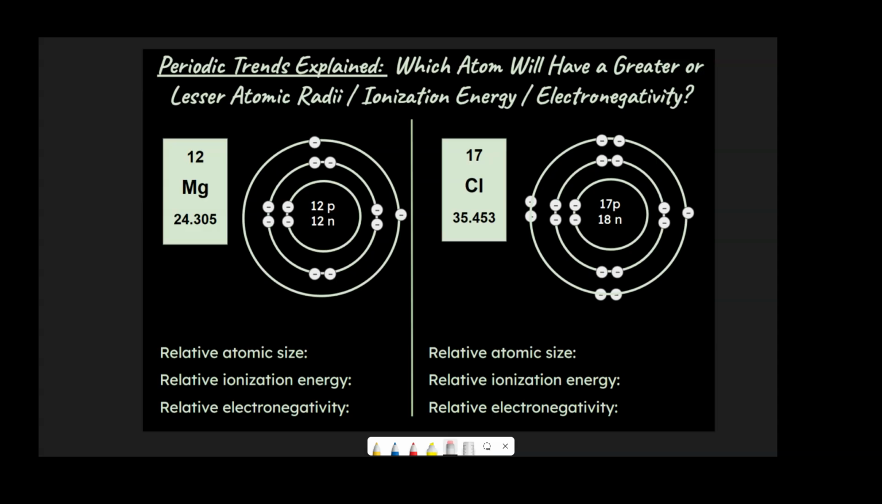I'm going to show you examples of how to reason through this in a very quick and hopefully useful way using some just basic ideas of attraction and repulsion. So let's go ahead and get to it.